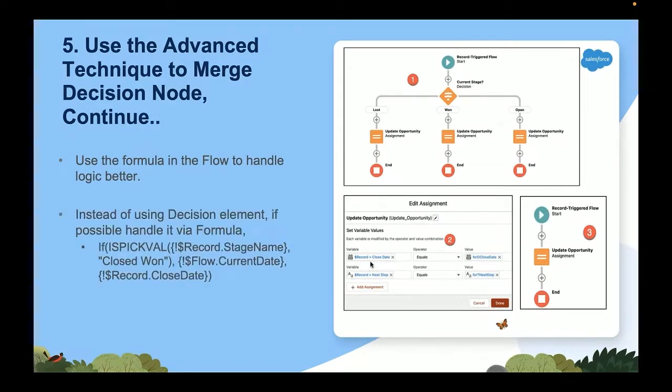For example, I want to update the close date, and I can write a formula: if stage name equals closed won, use today's date. Otherwise, keep the close date, or you can go with a nested if else statement here as well, and the same is applicable to the next step. So at the end, if you look at screenshot 3, we have only one assignment element, and screenshot 1 and screenshot 3 are doing the same thing. There is no difference in outcomes, but the difference is how you implement it.